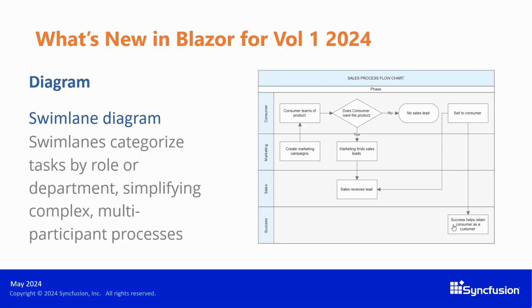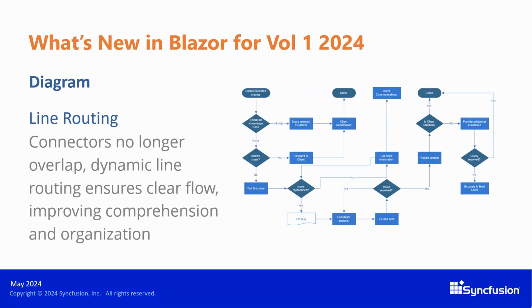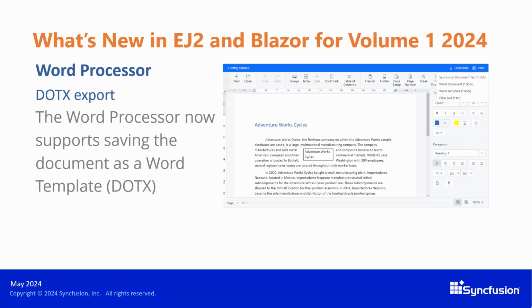The next update in the Blazor diagram is line routing. This feature ensures that connectors won't overlap with neighboring nodes when they are in contact. It results in more organized and streamlined visual representation. Next, let's see the updates in word processor.